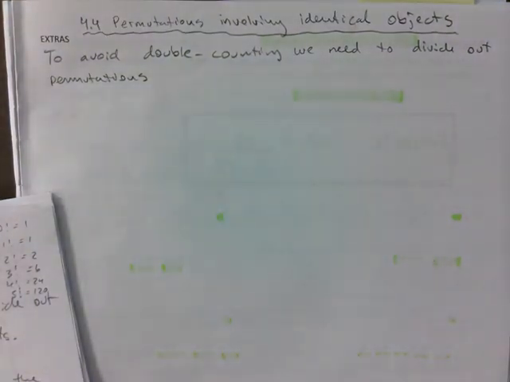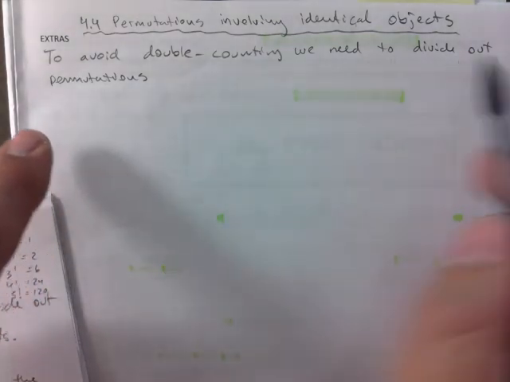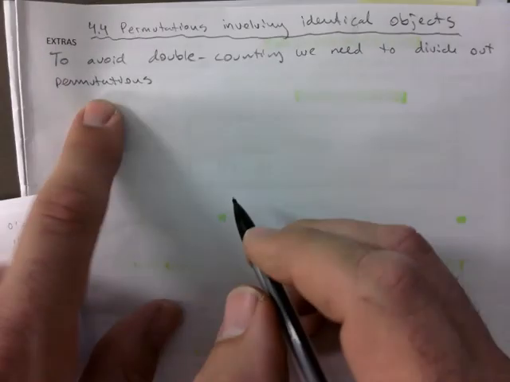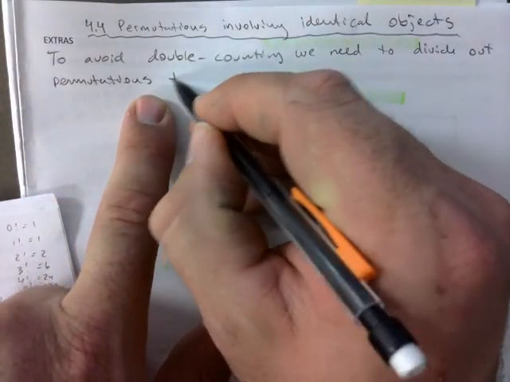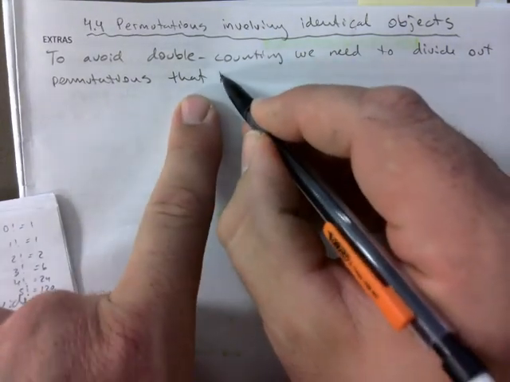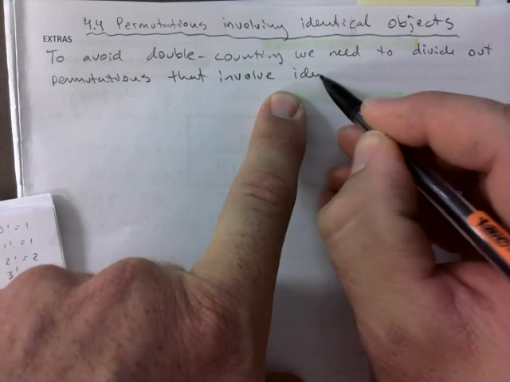Time out, Mr. Jackson, I don't like that word. It almost sounds, it looks like a swear word to me. Permutations is just another way of saying ways of arranging, okay? Permutations is just arrangements, right? You can say divide out arrangements if you like in your head, put that in, but you're going to see permutations a lot moving forward. So divide out arrangements that involve identical objects.